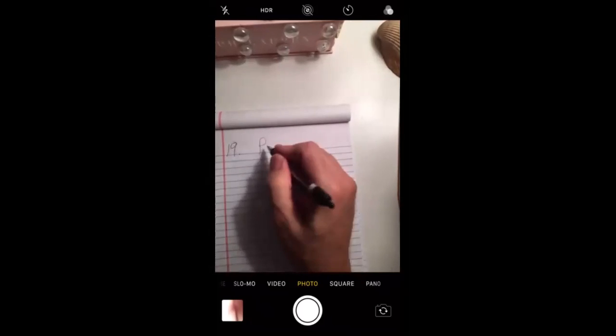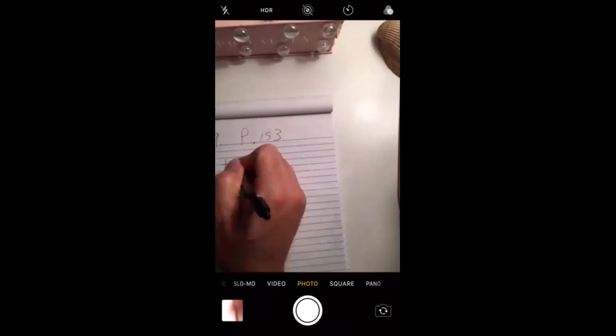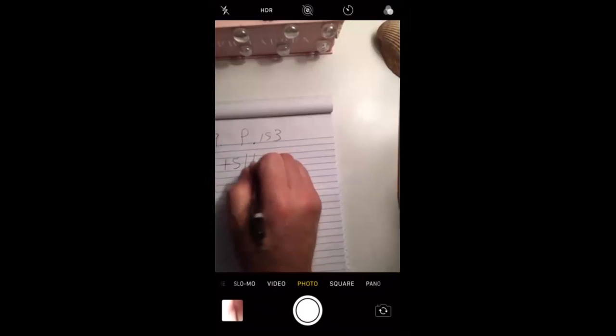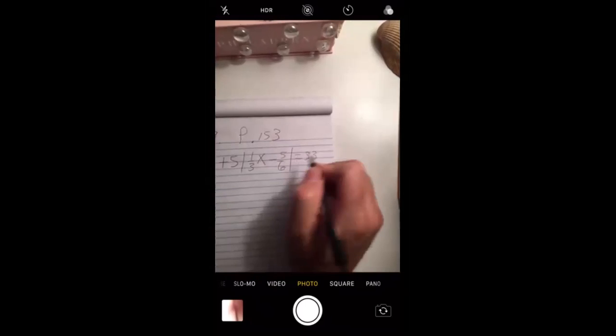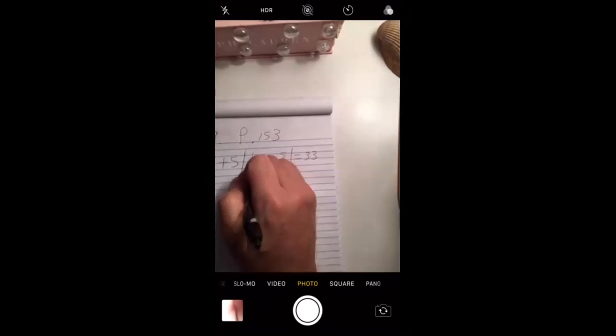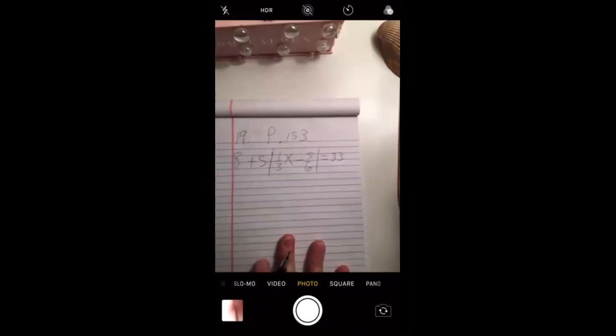We're on page 153. 8 plus 5 times the absolute value of 1/3 x minus 5/6 equals 33. Okay, this one's kind of longer and everything, hard to fit on one page. Let's see if I can, there we are.